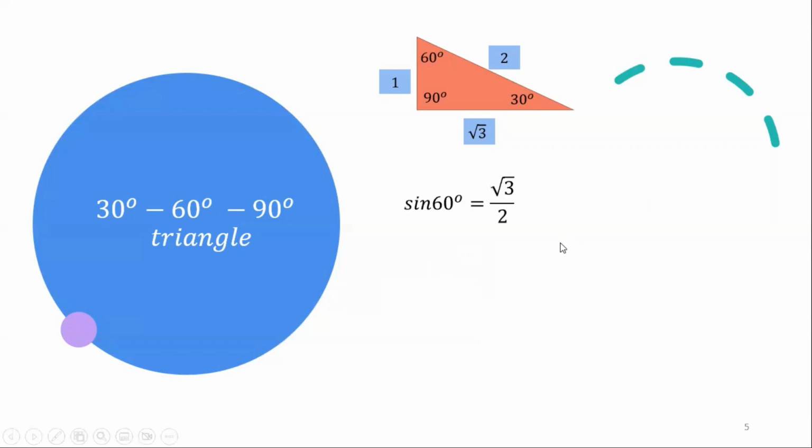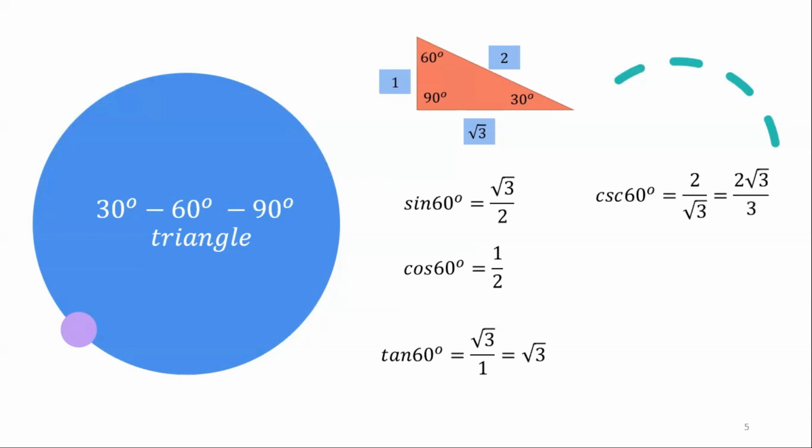Then for the 60-degree angle, the sine of 60 is square root of 3 over 2. Cosine of 60 is 1/2. Tangent of 60 is square root of 3 over 1, or square root of 3. Cosecant of 60 is 2 over square root of 3, or 2 square root of 3 over 3. Secant of 60 is 2 over 1, or equal to 2. And cotangent of 60 degrees is 1 over square root of 3, or square root of 3 over 3.